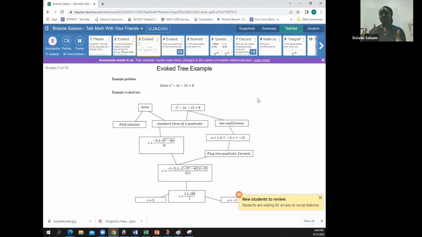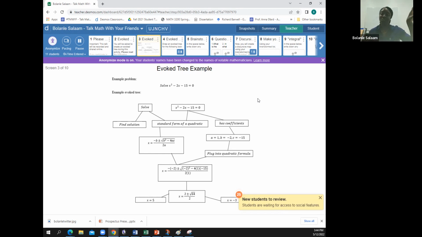So like I was saying earlier, this is one of the tools that I use in order to study student thinking. This particular example is of a student who noticed the word solve and noticed that what they saw on the right-hand side was a quadratic. So how did they get there? Seeing the x squared minus 2x minus 15 equals 0, they saw that, okay, this is the standard form of a quadratic. It also has these particular coefficients. They wrote out what those coefficients are.